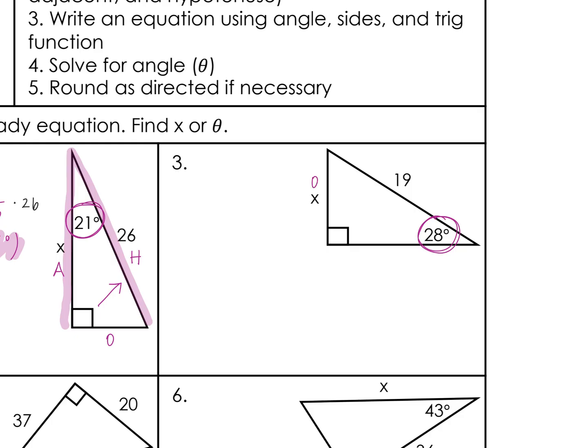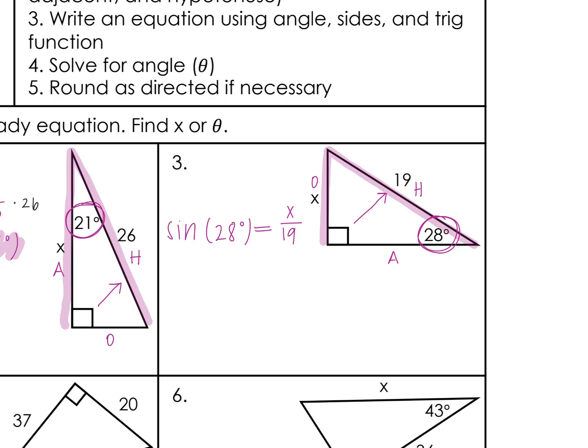Labeling my opposite, my hypotenuse, and my adjacent. Highlighting those two key sides I actually have something on. I can see here I'm using my opposite and hypotenuse. So that will tell me to use sine of my theta, 28 degrees, is equal to the opposite, x, over my hypotenuse, 19.